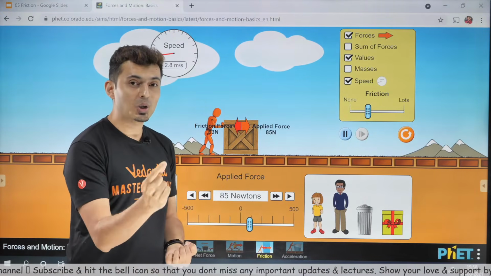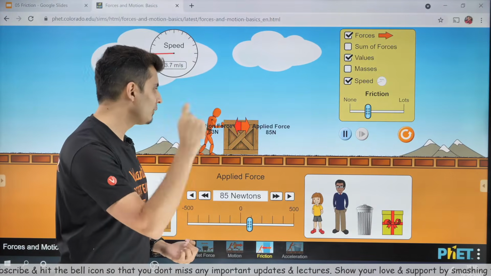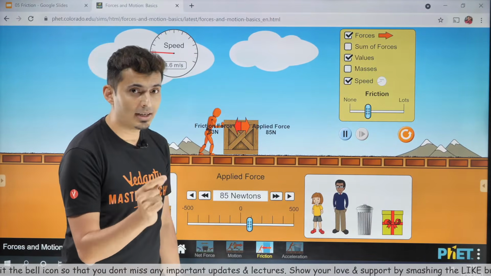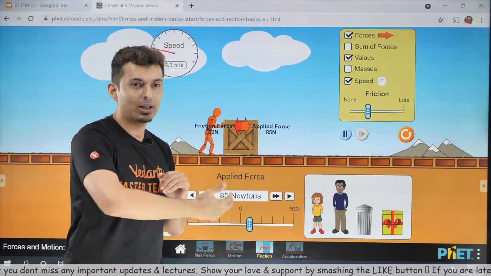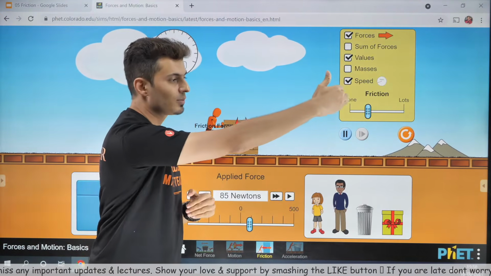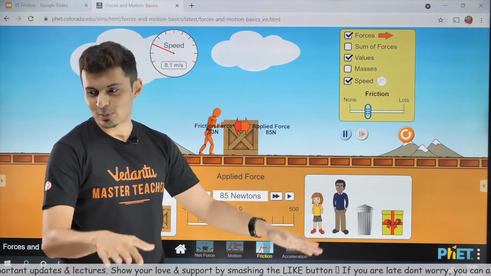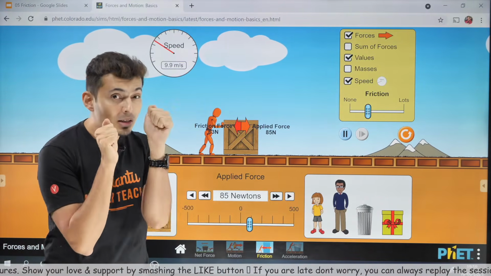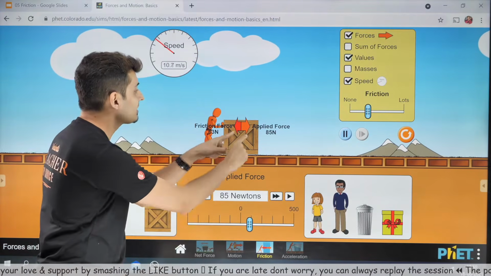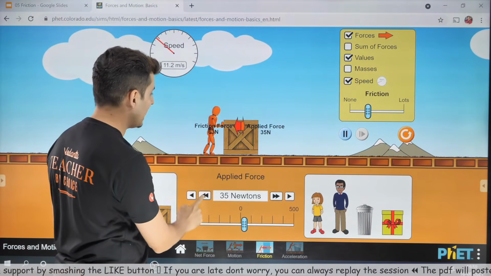So that is called the limiting frictional force. What is it called? It is called the limiting frictional force. So above 85 Newton, if you push it, it starts moving. Below that, it does not move. Understood? Clear? Very good.